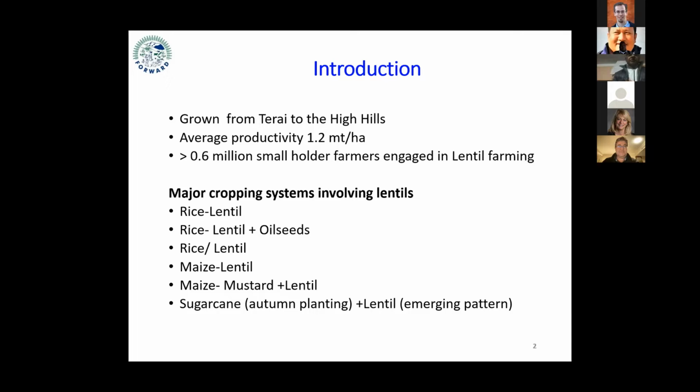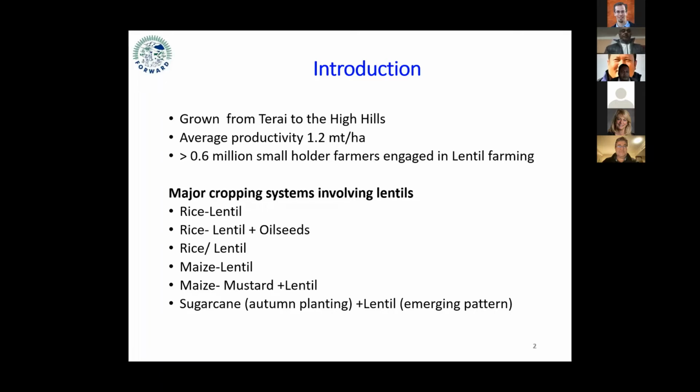Now the major cropping systems in which lentil is grown are either maize-based or rice-based. In the rice-based system, we have rice followed by lentil in sequence, then rice followed by lentil mixed with oilseed crops. Then the next major pattern in the rice system is the rice relay lentil system. So before the harvest of rice, lentil is relayed into the standing crop of rice.